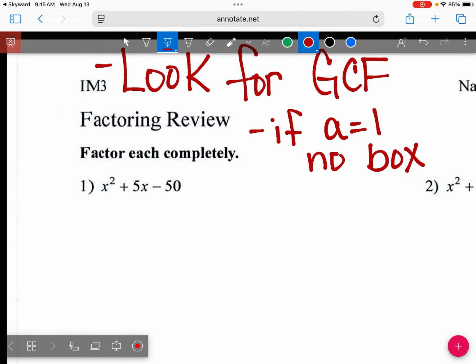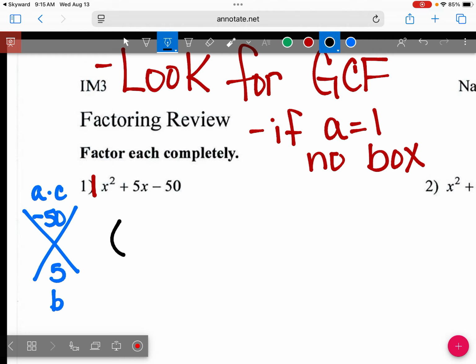So when I'm looking here, this has a 1. When I make my X, at the top of the X, we have A times C, and at the bottom, we have B. So 1 times negative 50 is negative 50, and B is 5. So don't say it out loud, but see if you can find two numbers that will multiply to give you negative 50, but add to give you a positive 5. So when you know the numbers, just give me a thumbs up.